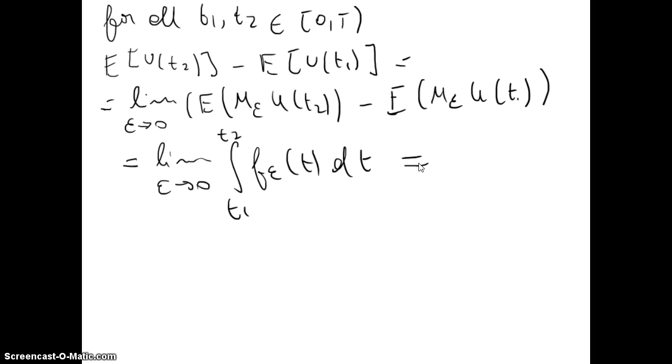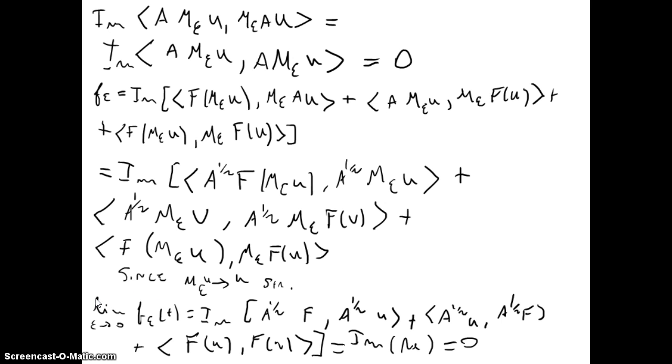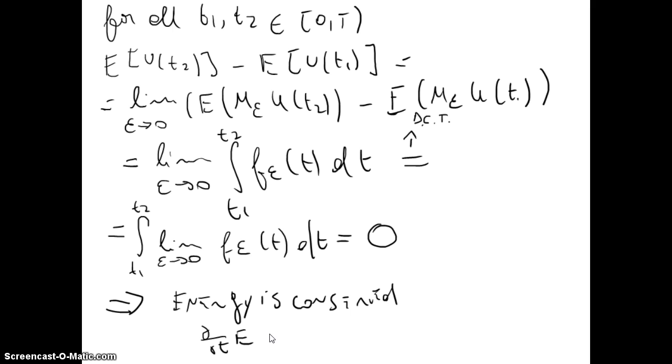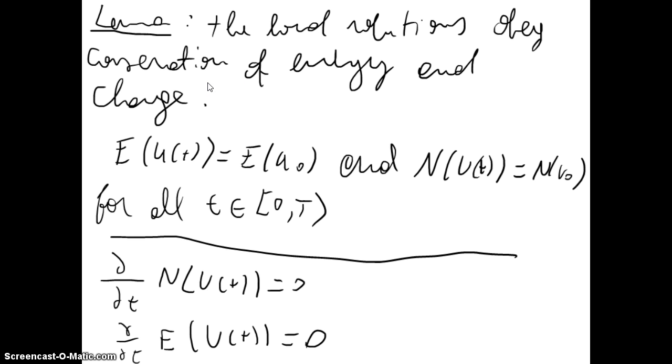dt, and now because of the dominated convergence theorem, we can put the limit inside, so we've got the integral from t1 to t2 of the limit when epsilon goes to 0 of f_epsilon(t) dt. So you can see here the limit as epsilon goes to 0 of v is equal to 0, so this is equal to 0. This means that energy is conserved. We can also say that dt E is equal to 0. So this is the proof of lemma 2, that the solutions satisfy conservation of energy and of charge.